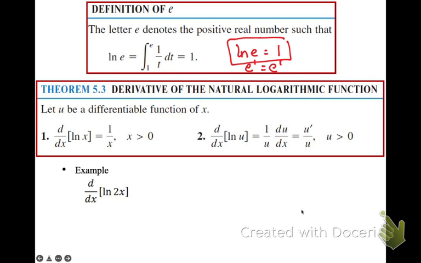Would there be a problem that would just have natural log e? Well, you may at some point have that occur, and you need to remember that it reduces to 1.